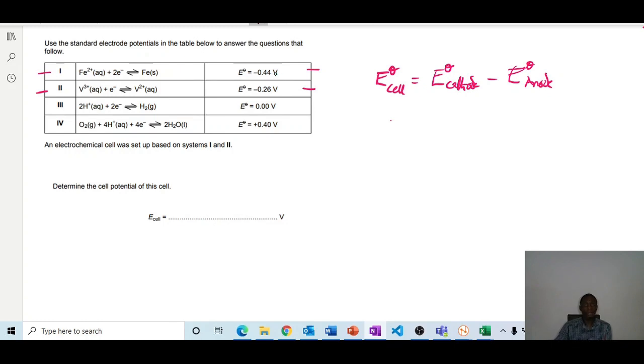So what do we need to do now? Just plug in the values, and we are going to have minus 0.26 minus into bracket minus 0.44. And when we do the mathematics of this, you're going to have minus 0.26 plus 0.44. And the final answer is going to be 0.18 volts.